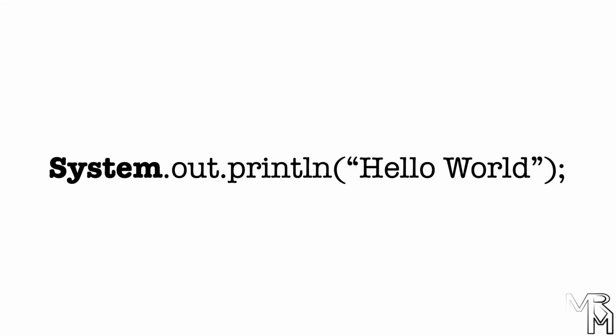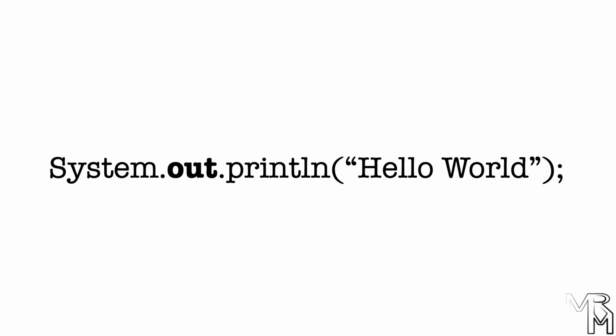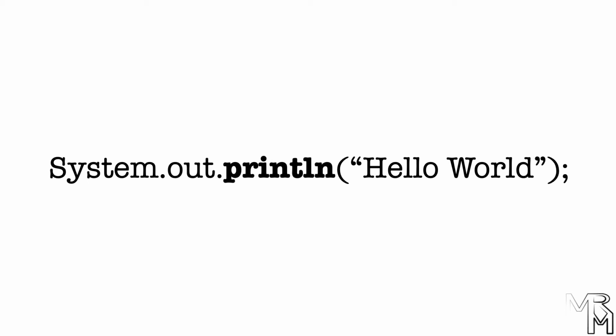Right, it's a class. The next word, out, refers to a member of the System class, or simply put, it's a variable inside the System class. Lastly, println is a method that belongs to the variable out. This description is not 100% correct, but it's good enough to keep things simple.